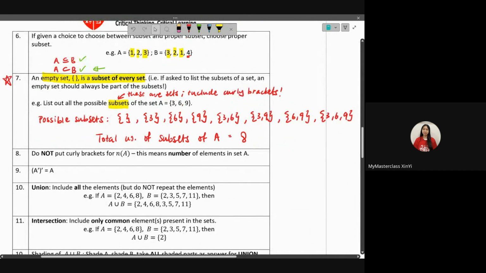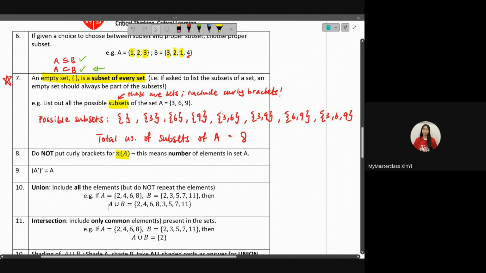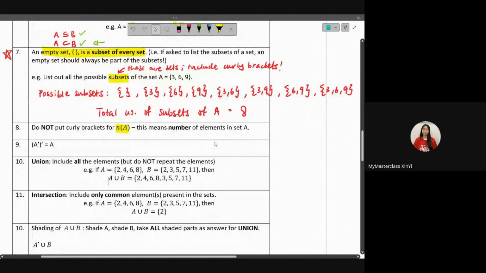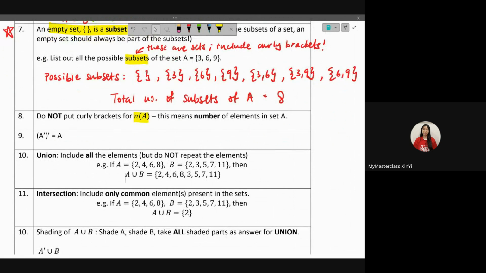Just now when we talked about sets, you need to put curly brackets. But remember this notation: it means the number of elements in set A. So for a number, don't put curly brackets, just write down the number of elements. Over here, A prime means all the elements outside of A, and if you prime it again, it means all the elements that are inside. So A prime prime cancels out, and it becomes A.